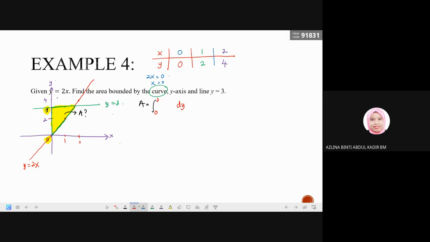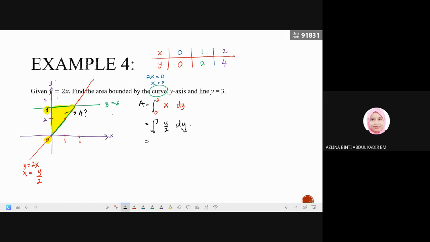So equation is x in terms of y. Okay, x in terms of y. So now we have y is equals to 2x, y in terms of x. So you must write x in terms of y. That is x is equals to y over 2. So 0 to 3, y over 2 dy. Okay, so semua dalam sebutan y. Awak bolehlah integrate with respect to y.